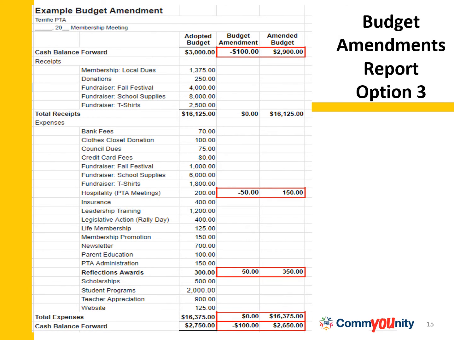In this final example, the PTA doesn't want to reduce their ending carry forward balance for the reflections expense, and the treasurer realizes that the entire balance in hospitality will not be needed for the year, so they have decreased the hospitality expense budget line item by $50. As you can see at the bottom, the cash balance forward amount is $2,650, just like the previous budget amendment example.